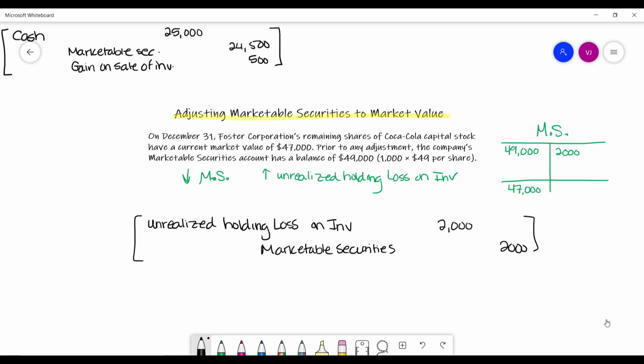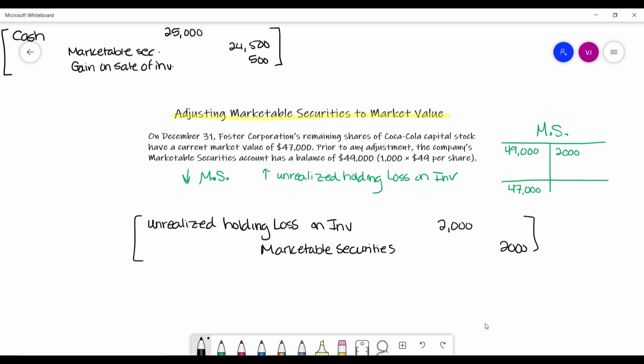Now, if market value was higher than the current balance, if market value was $50,000, not $47,000, you would flip the order of this entry. So you would instead debit marketable securities for $1,000, and you would credit unrealized holding gain on investment in the opposite situation.